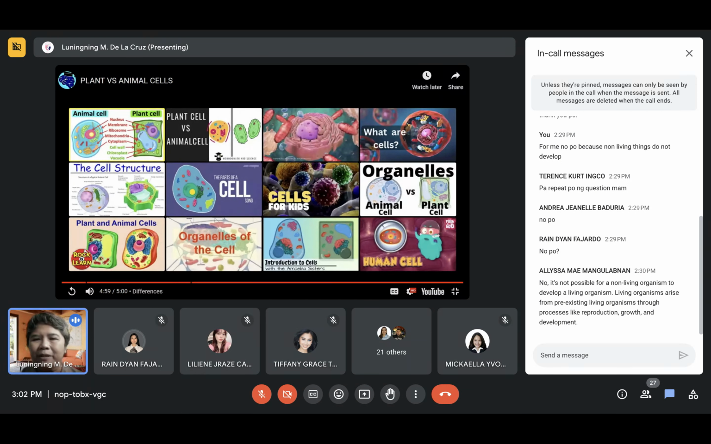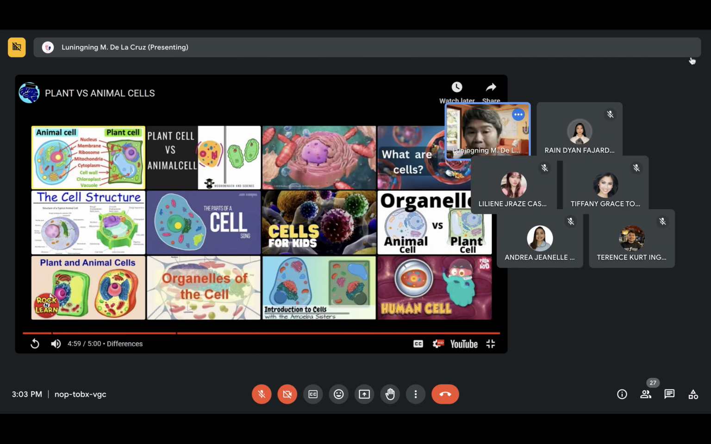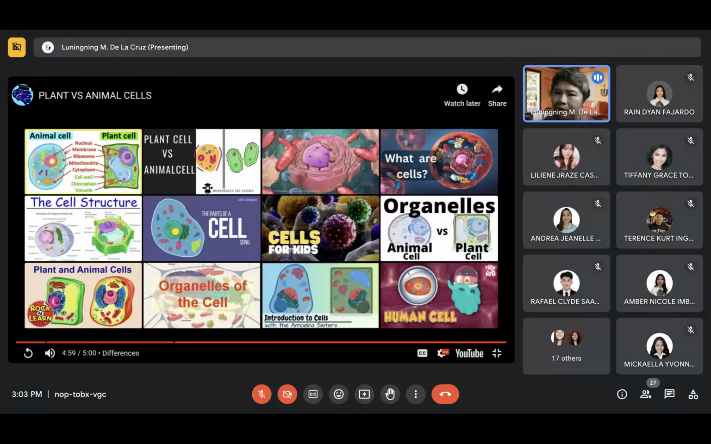Now, magbibigay ako ng isang example. Do we have cell wall? Do animal cells have cell wall, class? Do we have cell walls? Okay. Yeah. Cell wall. Rain is mentioning cell wall. That's right. Chloroplast and a large central vacuole. Okay. So let's talk about those three structures first.